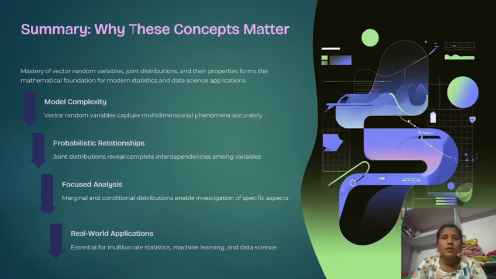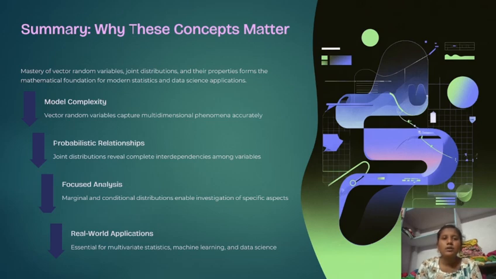Here is the summary. These concepts matter. Mastery of vector random variables, joint distributions, and their properties forms the mathematical foundation for modern statistics and data science applications. In model complexity, vector random variables capture multidimensional phenomena accurately. Probabilistic relationships: joint distributions reveal complete interdependencies among variables. Focused analysis: marginal and conditional distributions enable investigation of specific aspects. Real world applications: essential for multivariate statistics, machine learning, and data science.